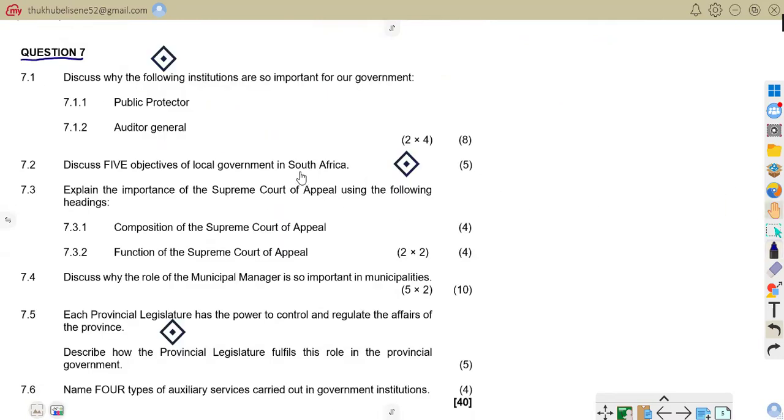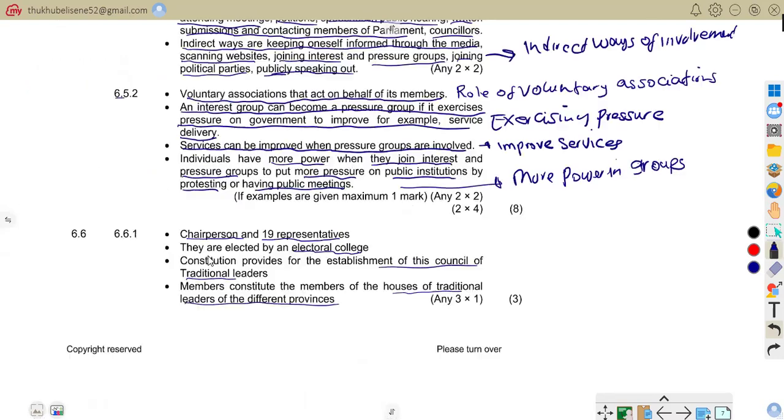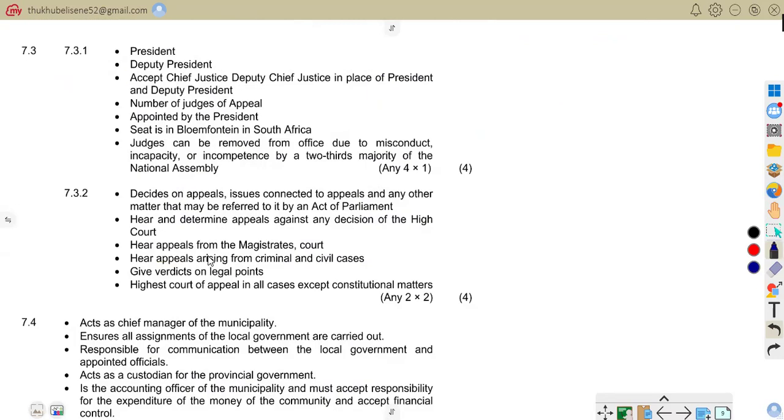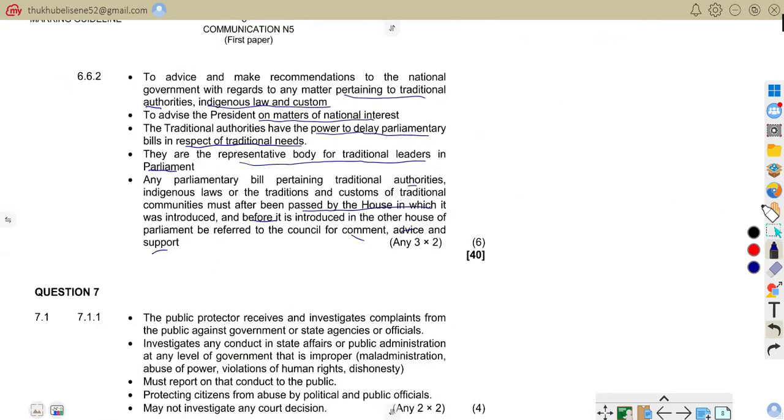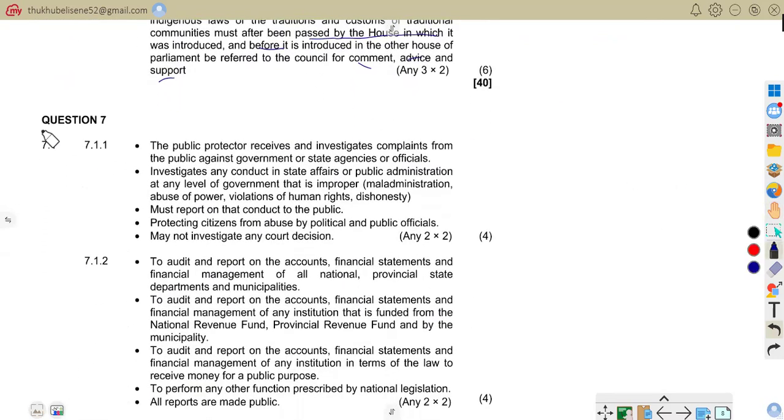So here we are on question 7. Question 7 reads as follows: discuss the following institutions that are so important for our government. We are going to talk about the Public Protector as well as the Auditor General. 7.1 is Public Protector, and 7.1.2 is the Auditor General. So that is question 7. We're going to start with 7.1.